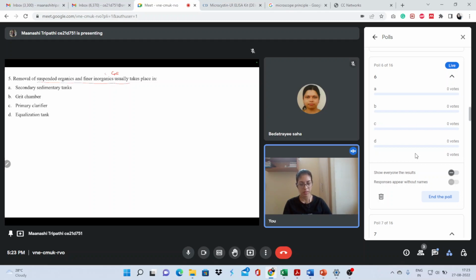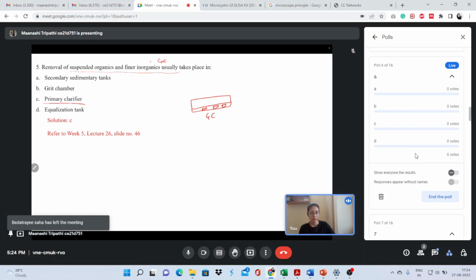Okay, we'll see the results. So, answer is option C. In grit chamber, as I have told you, we allow only inorganic particles. We don't allow organics.